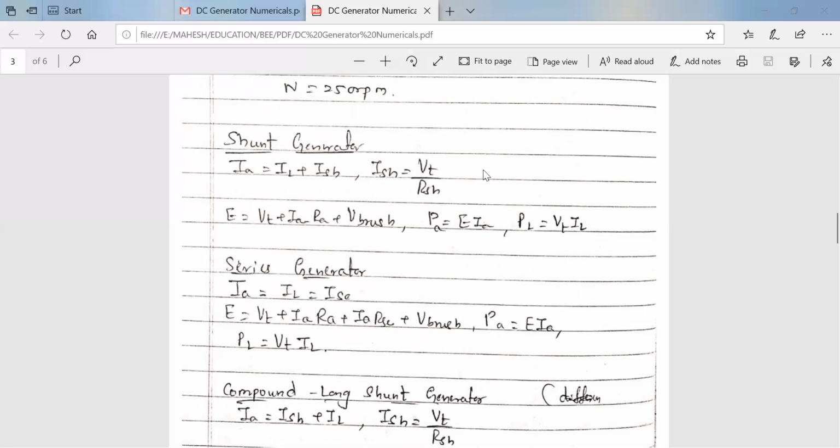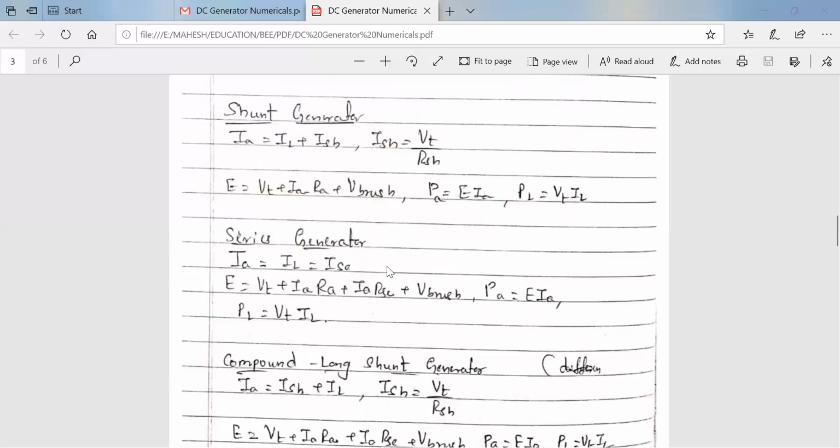So where V is the terminal voltage and Rsh is the shunt field resistance. If you want to calculate the EMF generated, that is given by terminal voltage plus Ia into Ra plus the voltage drop across the brush, that is Vb. If you want to calculate the power developed across an armature, that is E into Ia, and the power delivered to the load is equal to Vt into IL.